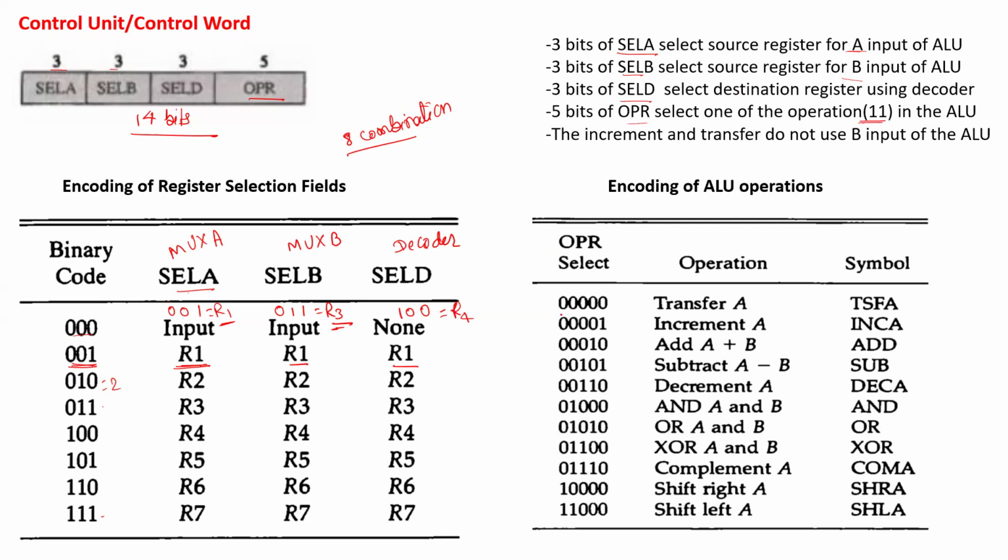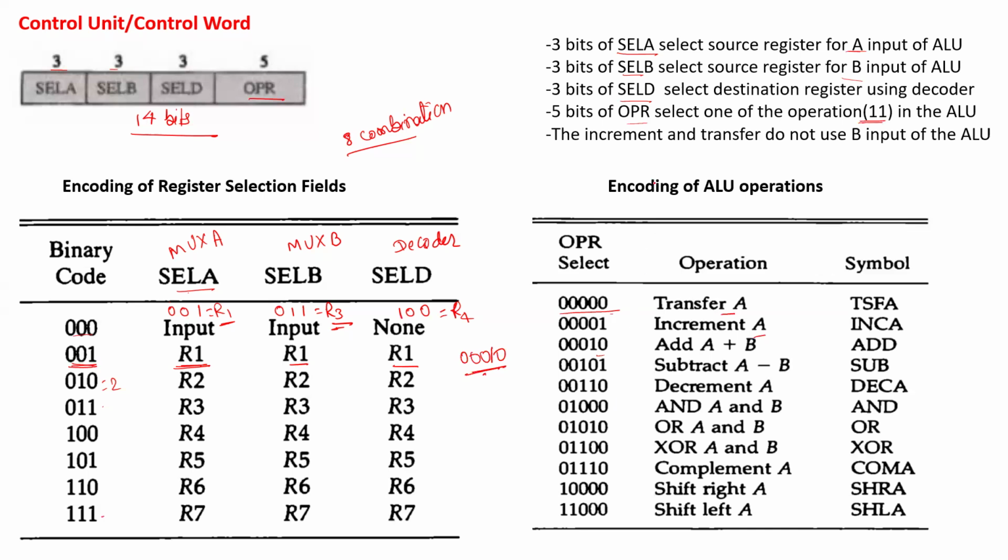Like here, when all 5 bits are 0, it will transfer the information. Transfer of A, increment of A, and then addition of A plus B. When addition takes place, as we have seen earlier, the operation bits should be 00010. That is connected to the ALU. Then only the ALU will perform the addition.